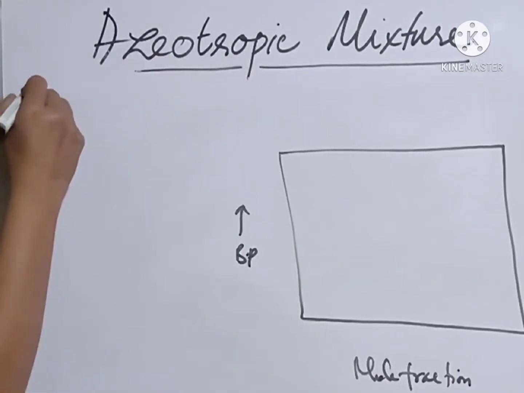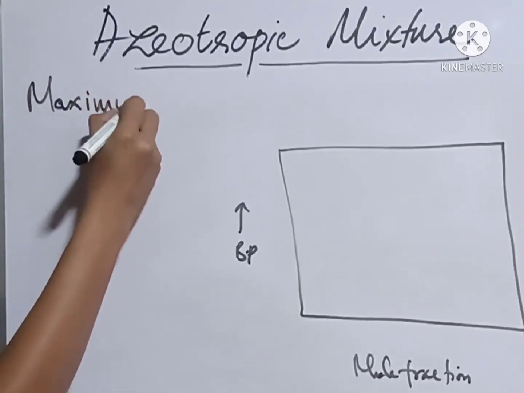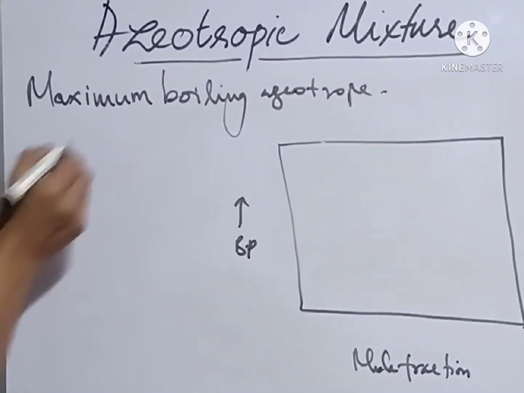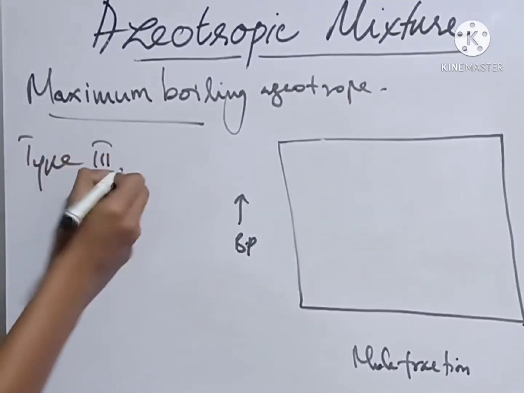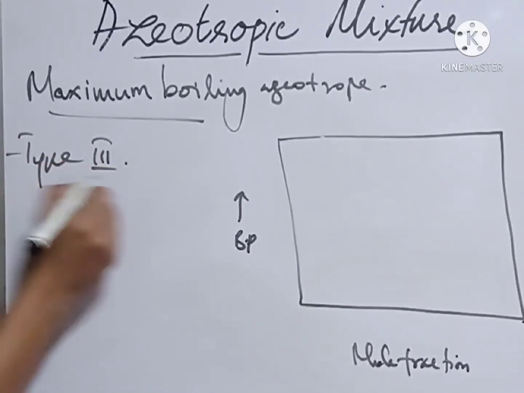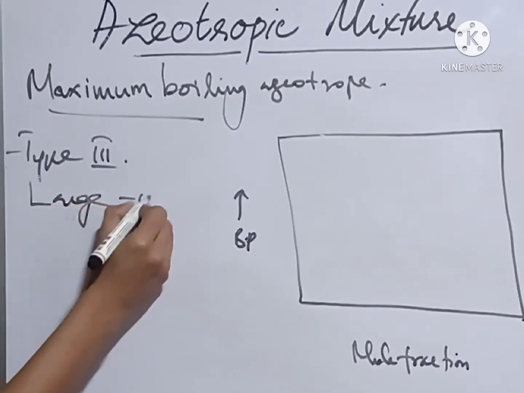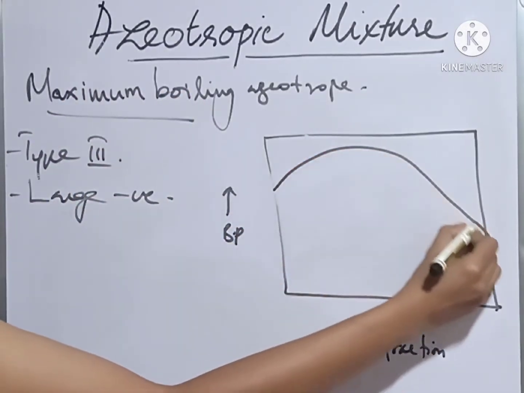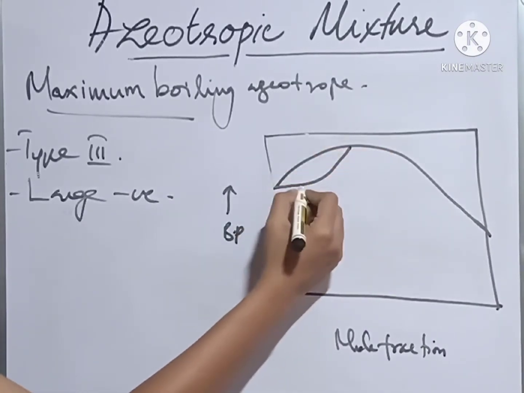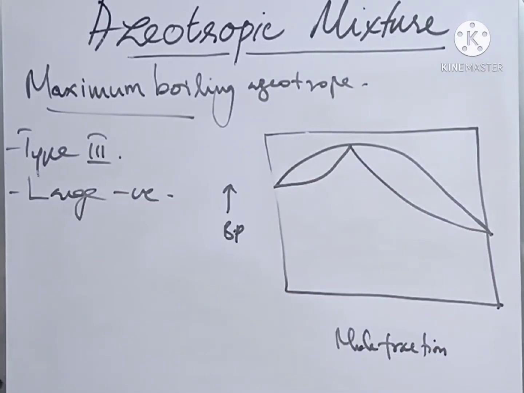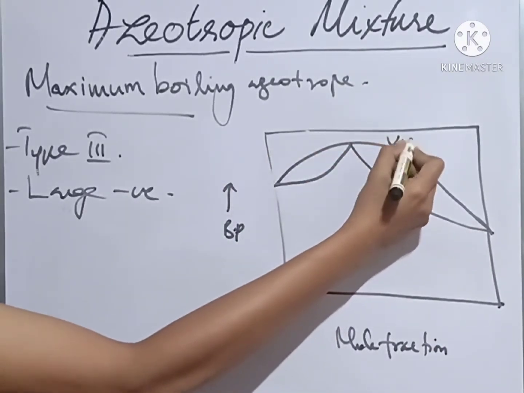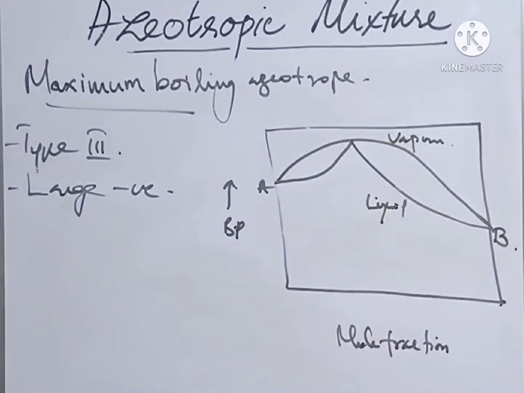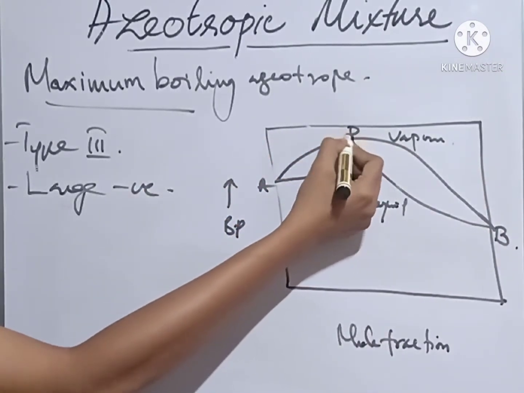Then the next one is maximum boiling azeotropes. This is actually type 3 binary liquids, that is, binary liquids showing large negative deviation from Raoult's law. So here the curve will be like this. Sorry, this is for vapor and this is for liquid. Here it is A and B. So I'm going to take this point as D.